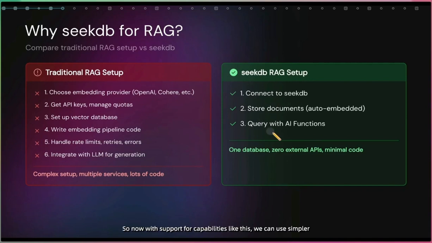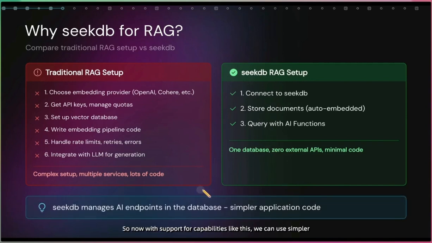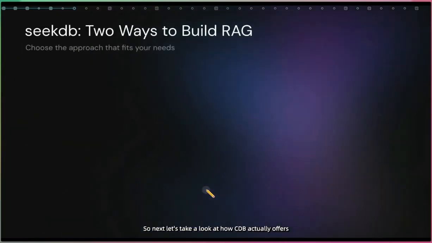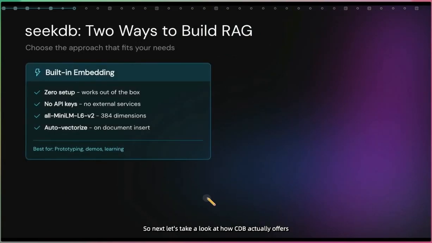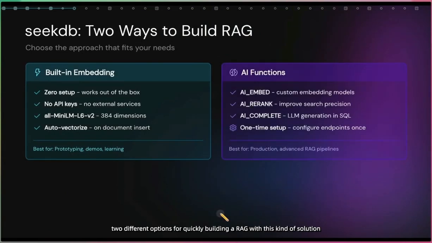So now, with support for capabilities like this, we can use simpler and more lightweight code to build a fairly traditional RAG architecture. Alright, so next, let's take a look at how CDB actually offers 2 different options for quickly building a RAG with this kind of solution. Earlier, we talked about using the built-in embedding and vectorization capabilities to do this.